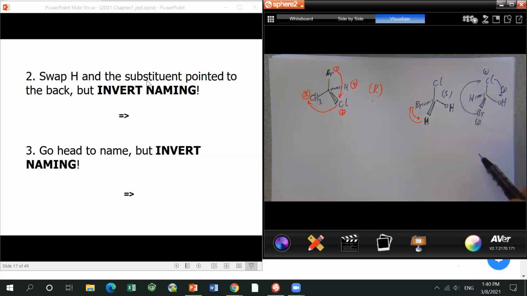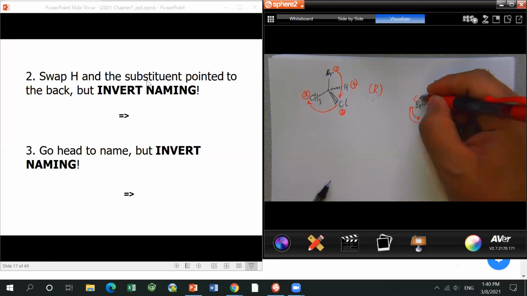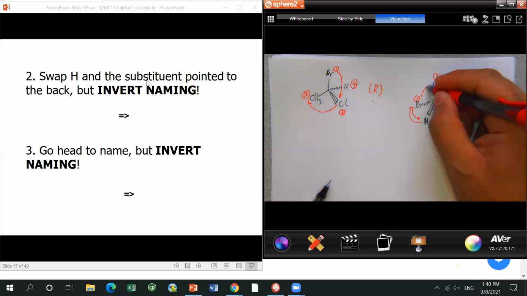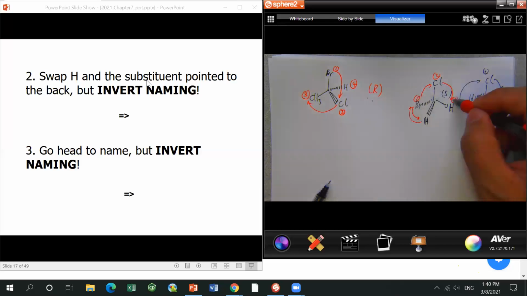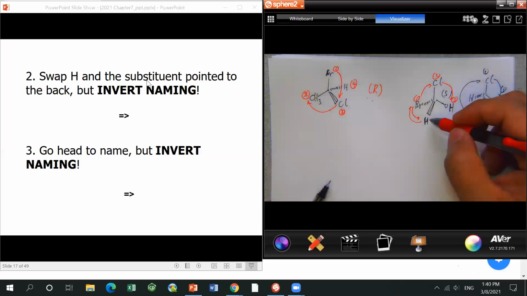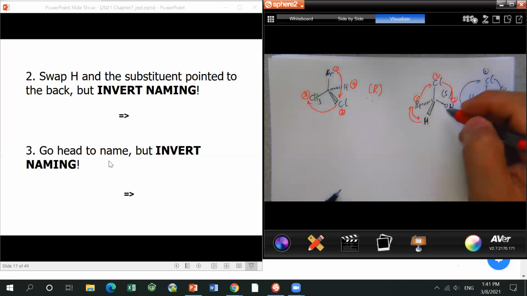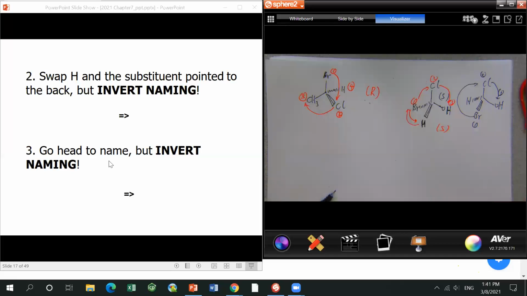That's still not easy, because you have to redraw the molecule. The easiest way to do it is to go ahead and assign R and S directly, still using this molecule as an example. So 1, 2, and then 3. Hydrogen points towards you now still. If we assign R and S, it looks clockwise, which would be R. But because hydrogen points towards you, you need to invert the naming, so it should be S. That's the same conclusion we reached with the previous two methods.